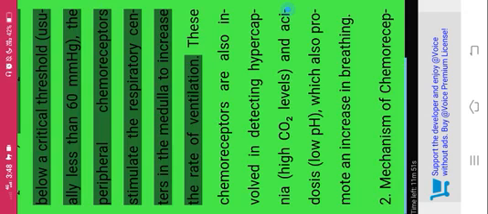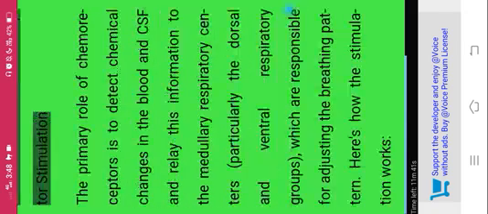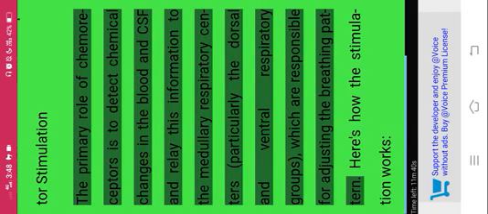When O2 levels fall below a critical threshold, usually less than 60 millimeters of mercury, the peripheral chemoreceptors stimulate the respiratory centers in the medulla to increase the rate of ventilation. These chemoreceptors are also involved in detecting hypercapnia (high CO2 levels) and acidosis (low pH), which also promote an increase in breathing. 2. Mechanism of chemoreceptor stimulation.